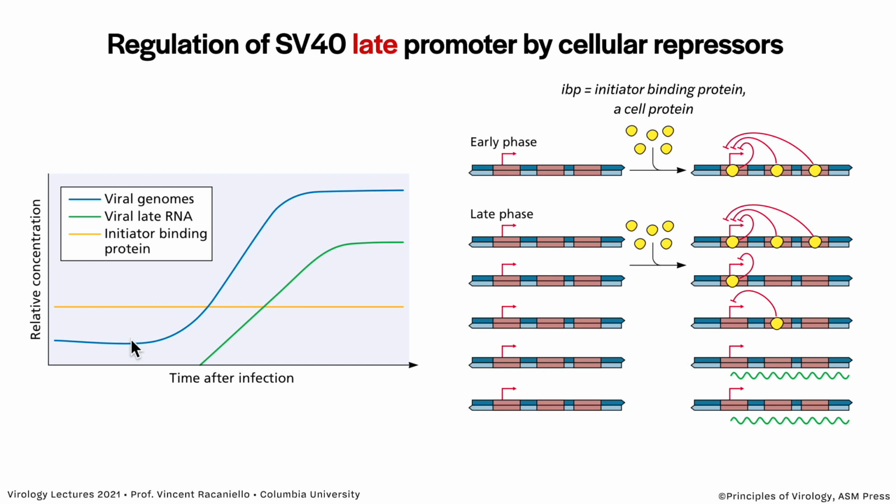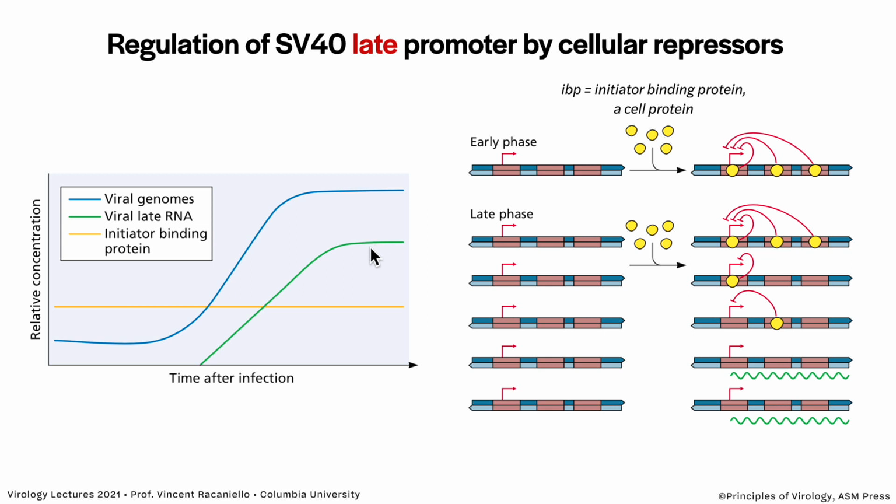So on the left is a graph that illustrates that experimentally. We're looking at concentration of different things: genomes, late RNA, and a key protein called initiator binding protein, which is a cell protein. IBP is a cell protein. And we're looking at time after infection. So you see, this is the input genome. And then after enough T antigen is made, you start to get DNA replication. Once it reaches a certain point, right there, you start to get late RNA made from the late promoter. That's the green line. And the late RNA encodes capsid proteins. So then you have DNA, you have capsid proteins, you can build new virus particles.